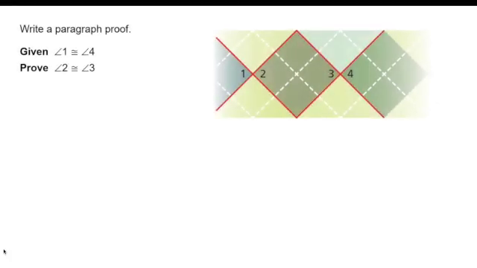So let's go ahead and look at another. We're given here that angle 1 and angle 4 are congruent. And so we're supposed to prove that angle 2 and angle 3 are congruent. How are we going to do that? We're going to write a paragraph proof in this case, okay? We're going to start with our given. Angle 1 and angle 4 are congruent.